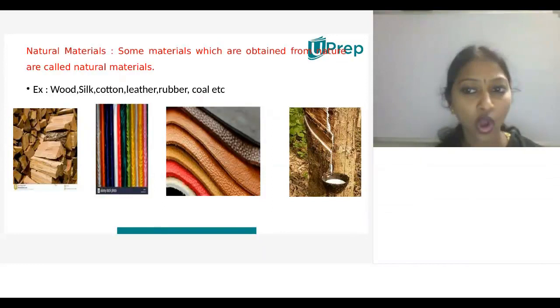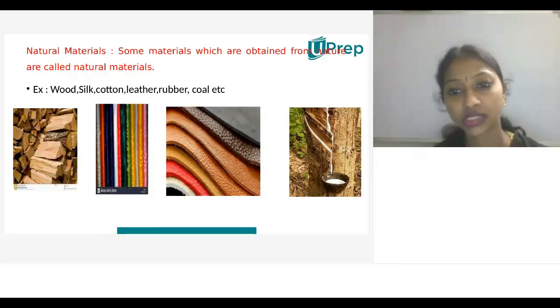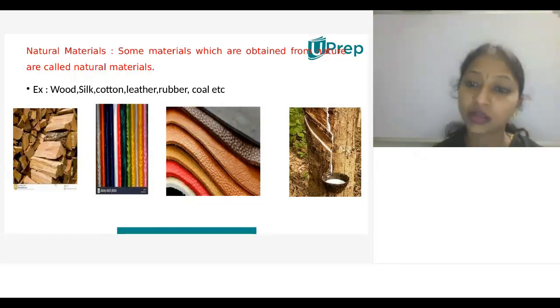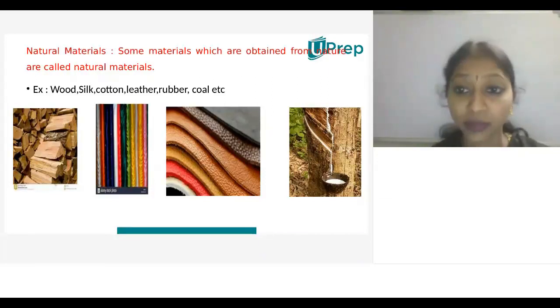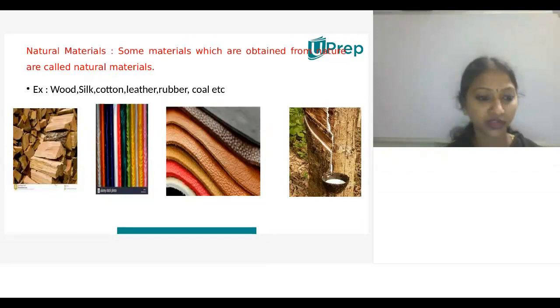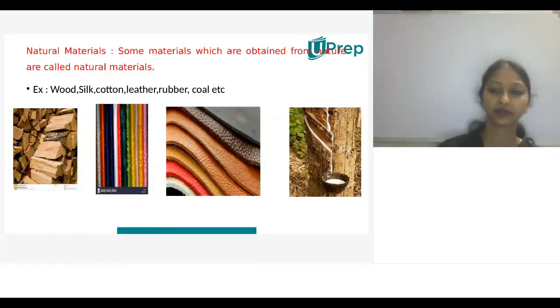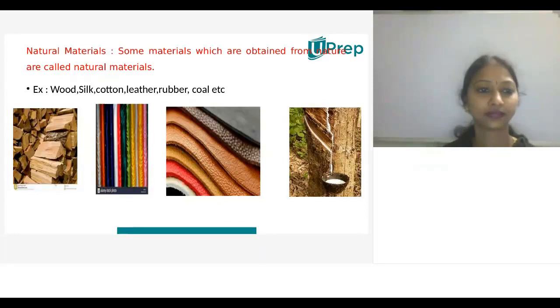But economically standard, normal people will rarely go with natural materials. Whoever is much more fond of natural material will go with them, because the price is too high when we compare with artificial or synthetic fibers. Am I right? Yes, children? Yes or no?